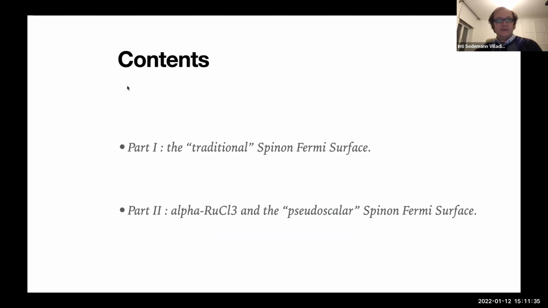Okay, so the talk is divided basically into two parts. The first part, I want to do a review of what one could call the traditional spinon Fermi surface state. It's a type of spin liquid. I want to review what it is, what are its properties. And then the second part, which is the part related more directly to alpha ruthenium chloride, will be the introduction, inspired by these experiments described by Puang Ong, of a variant of this traditional spinon Fermi surface state that I call the pseudo-scalar spinon Fermi surface state.